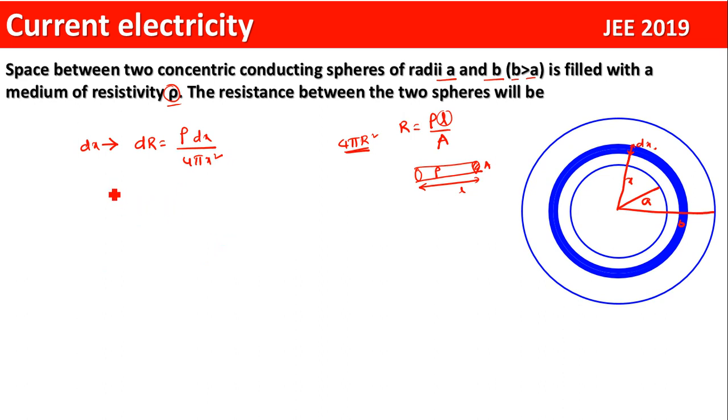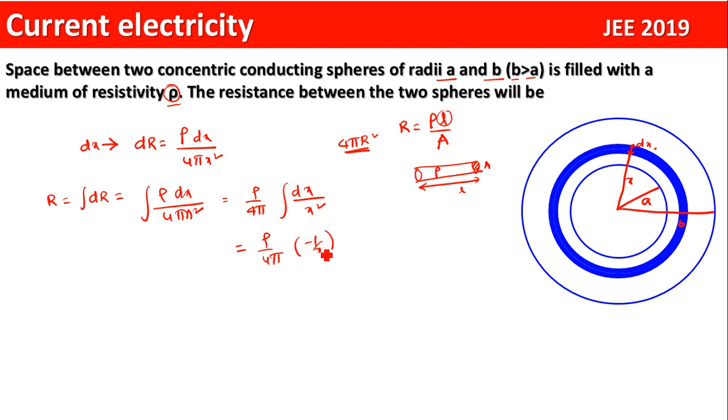Now you want to find out the total resistance. If I take many such small strips and integrate all of them, all these dRs, I'll get the total resistance. That will be the integral of rho dx by 4 pi x square. Now rho by 4 pi is actually a constant, so I can take it out of the integration. So the integral of 1 by x square dx is nothing but minus 1 by x.